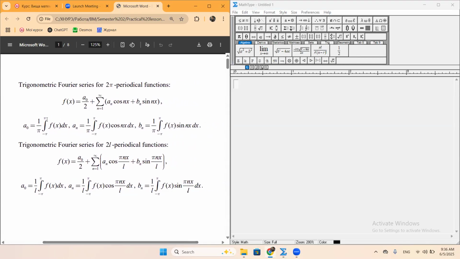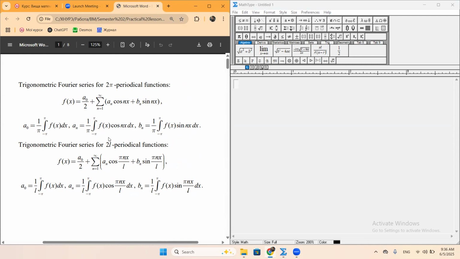So a0 can be found as integral from minus p to p of this function divided by p. An is integral from minus p to p product of a function multiplied by cosine of nx, and this integral is divided by p. And for bn, integral from minus p to p of a function multiplied by sine of nx. And this integral is divided by p as well.